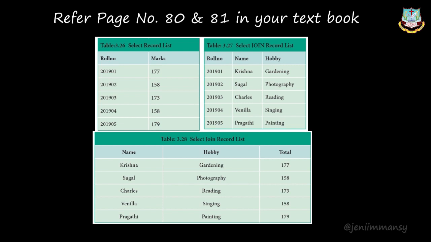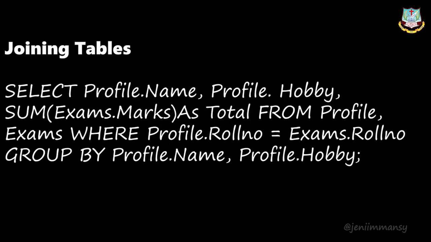For this, first you have to give select profile name and profile hobby. First, what all do we need? Profile name, profile hobby, and sum of marks. In the new table, we will get three columns: first one is profile name, next one is hobby, next one is sum of marks. For that, we are giving profile.name, profile.hobby, sum, in the bracket exam.marks, as total from profile and exam.